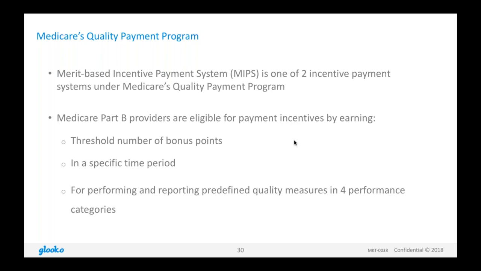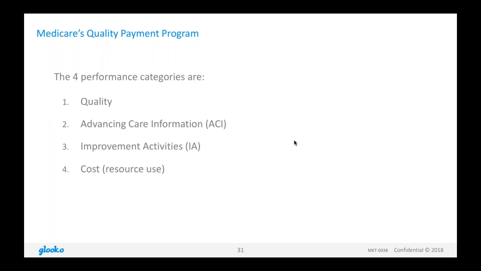So MIPS is for Medicare Part B providers who are eligible for payment incentives by earning a threshold number of what they call bonus points in a specific time period, it could be 90 days, for performing and reporting to CMS predefined quality measures in four performance categories. Those quality measures run the gamut on medical interventions. So what are those four performance categories? They're quality, advancing care information, improvement activities, which is the third one and what we're going to focus on, and cost, which is defined as resource use.